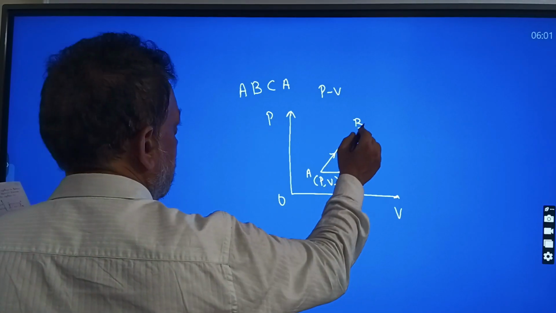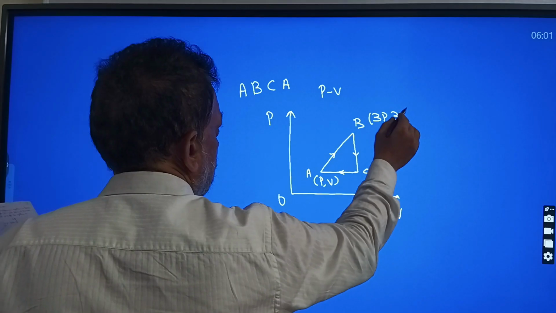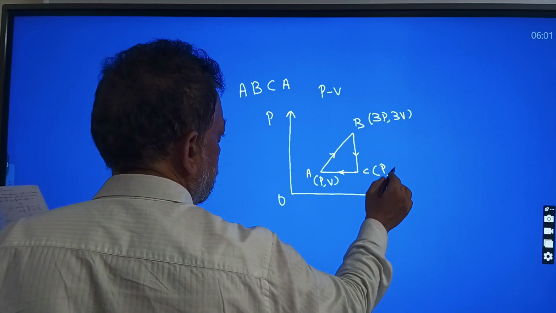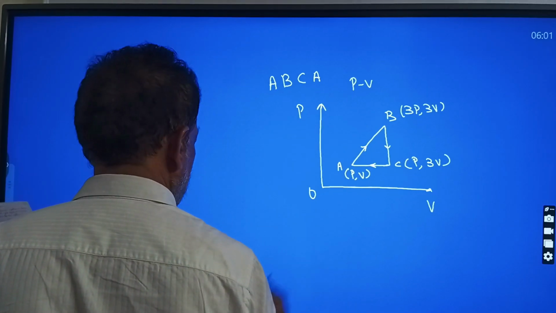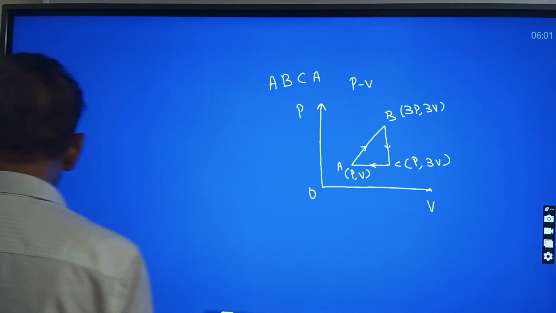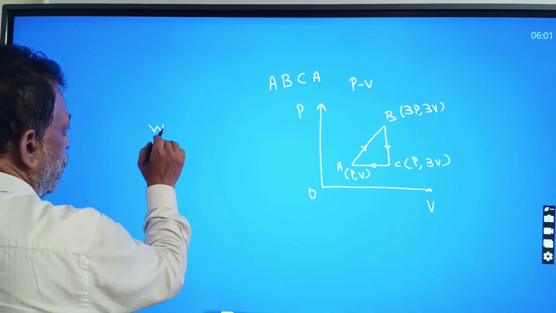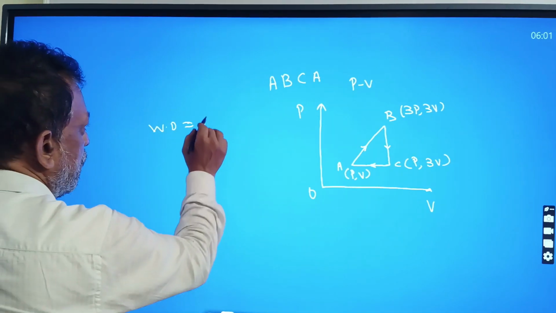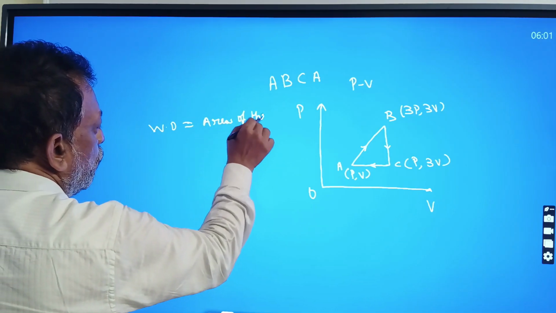Now the coordinates of A are P comma V. The coordinates of B are 3P comma 3V. The coordinates of C are P comma 3V. That's it. You want to find the work done. What is the formula of work done? Work done is equal to the area of the loop.